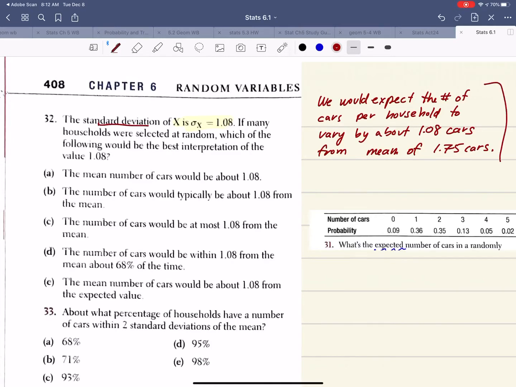So if this is what our script says, we're going to look for which one looks to be saying the same thing. It says a mean would be, no, not the mean. The number of cars would typically be about 1.08 from the mean. Exactly. So the number of cars we would expect would typically be about 1.08 from that mean. And that's exactly what we've got there. Nice.